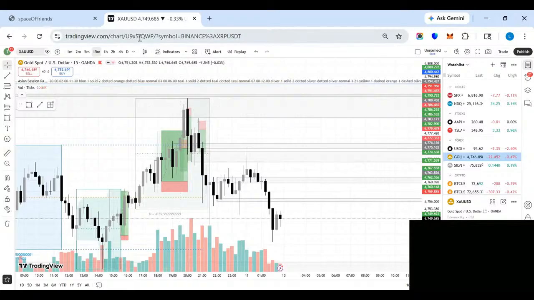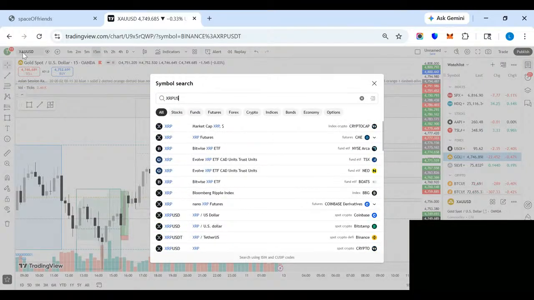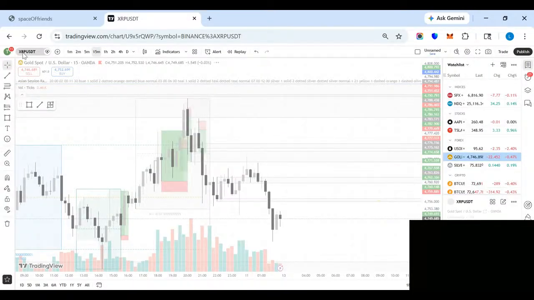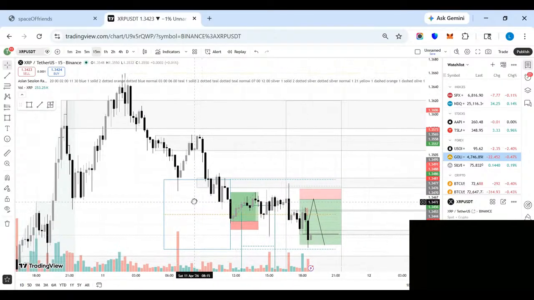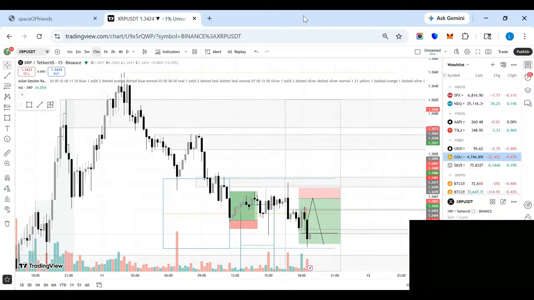Now I understand. Let me check XRP if anything is happening. I don't think so. It's still going to fall like that. Yeah. I'll post any updates if there are any trade opportunities.